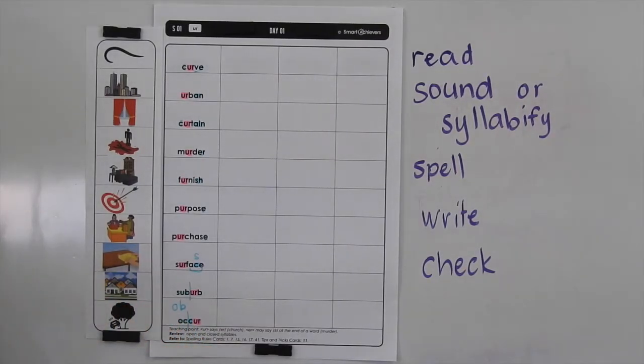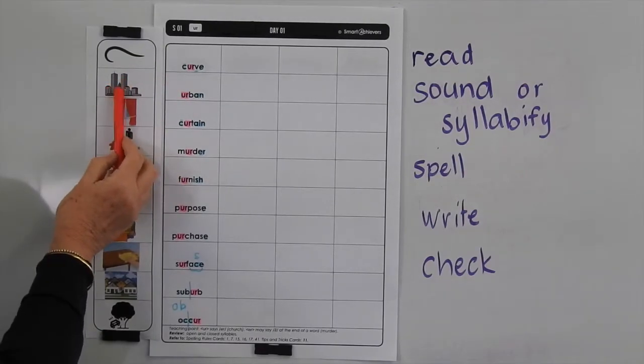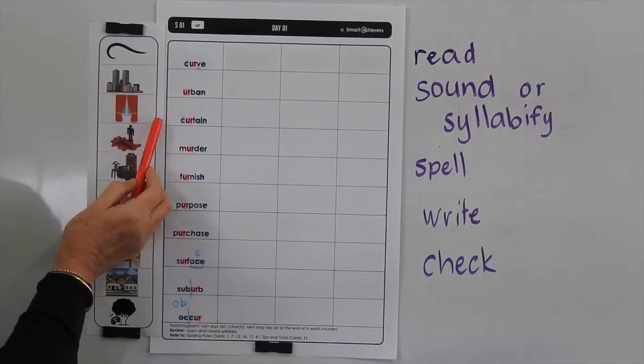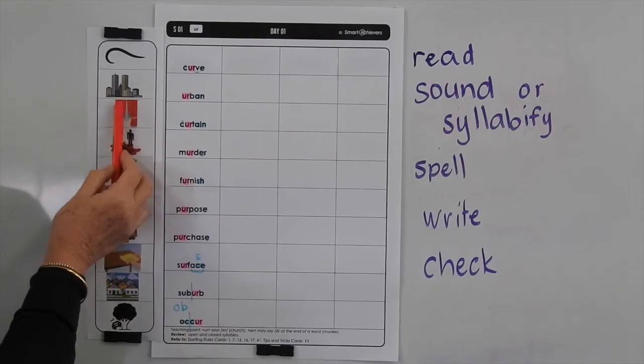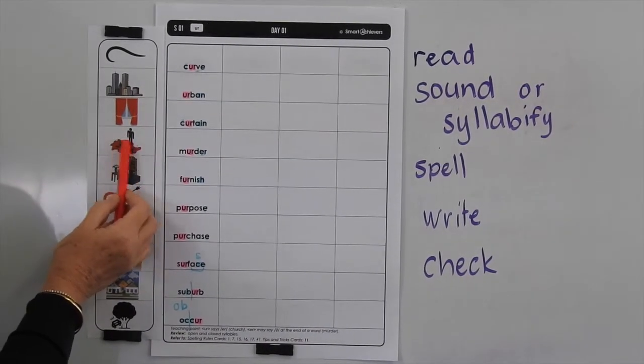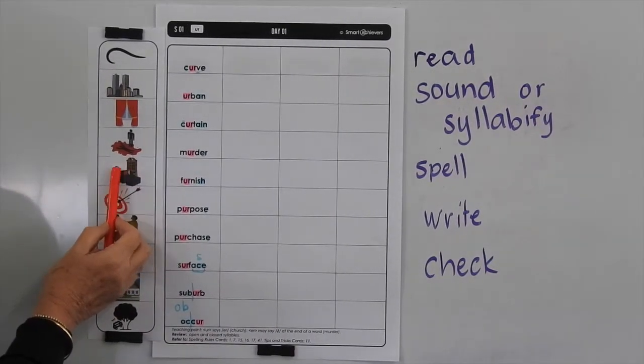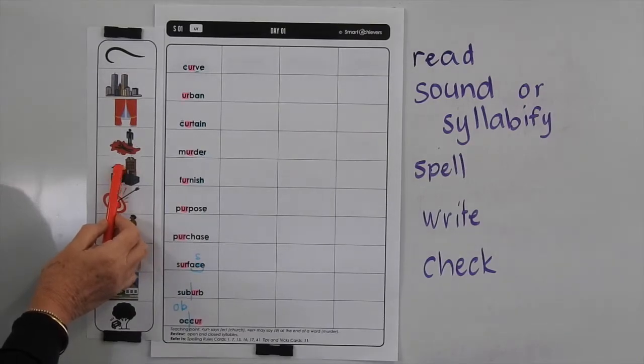Now let's have a look at what these words mean. They're fairly simple in their meaning. So curve just means a bend or not straight. Urban means a city or metropolitan area. A curtain is just a covering, a fabric covering for a window. A murder is when someone is killed on purpose for a reason. Furnish is when we decorate or place furniture into a building.